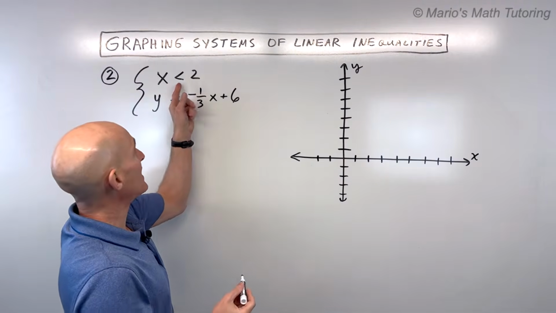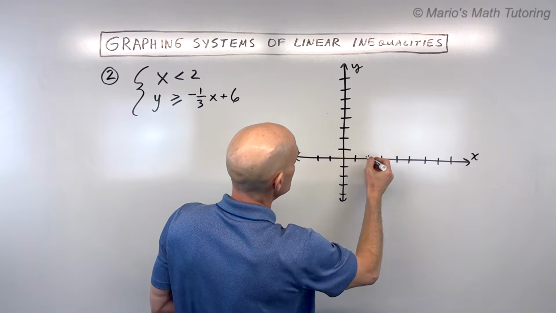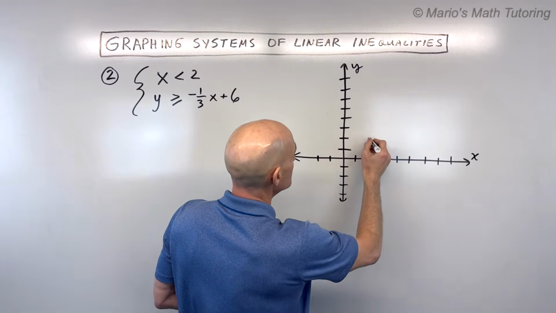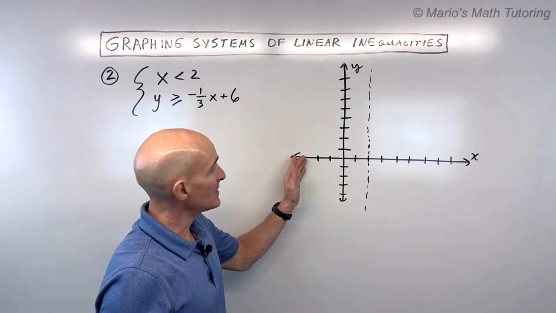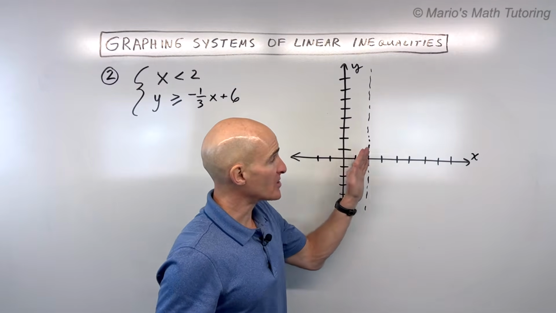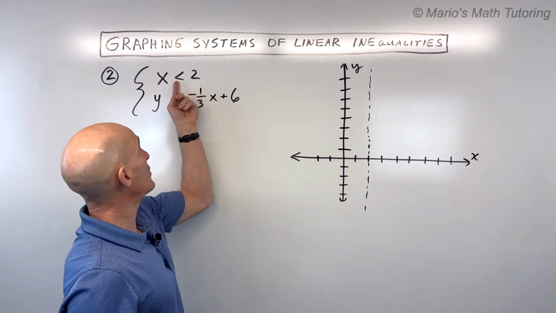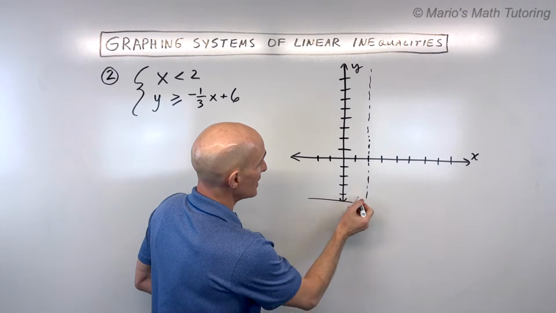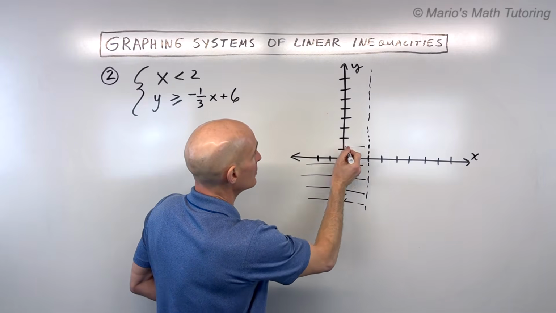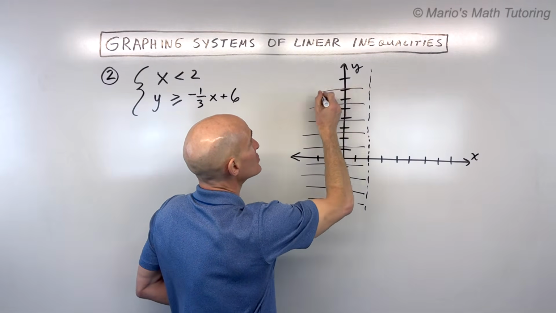So in this case, x is less than but not equal to 2 means it's going to go right here through x is 2. It's a vertical line. But now remember, x controls the horizontal direction, the left and right direction. So if the x values are less than 2, that means they're going to be to the left of this line. And so I'm going to shade to the left like so. If it was greater than, I would shade to the right.